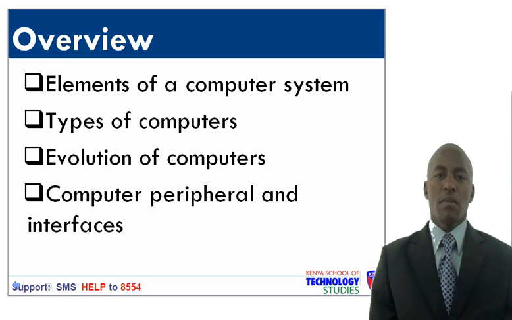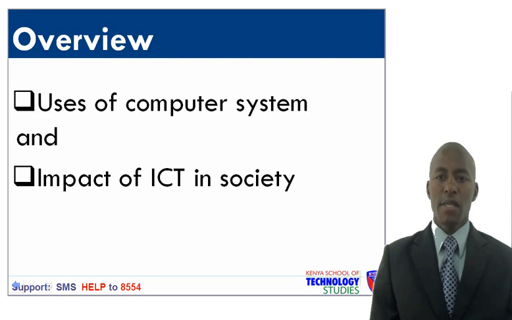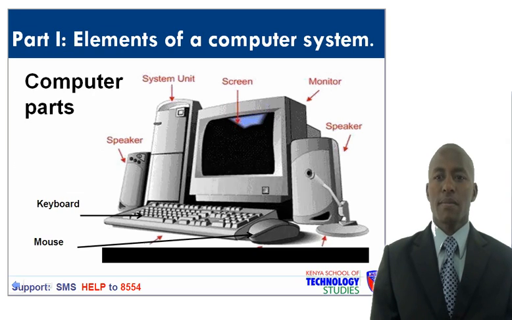Through this lesson, the student is supposed to have covered the following: elements of a computer system, types of computers, evolution of computers, computer peripherals and interfaces, uses of computer system, and lastly, impact of ICT in society. Let us start with part 1, elements of a computer system.